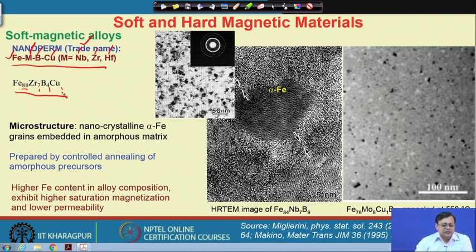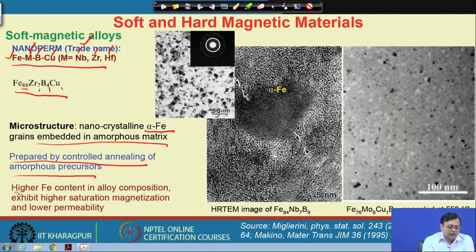The microstructure here also has alpha iron grains embedded in an amorphous matrix, and these are prepared by the same method that I have explained for the Finemet series, by annealing of the amorphous precursors. A higher content of iron in the alloy composition exhibits a higher saturation magnetization and lower permeability. The reason is simple, because I increase the alpha iron phase.